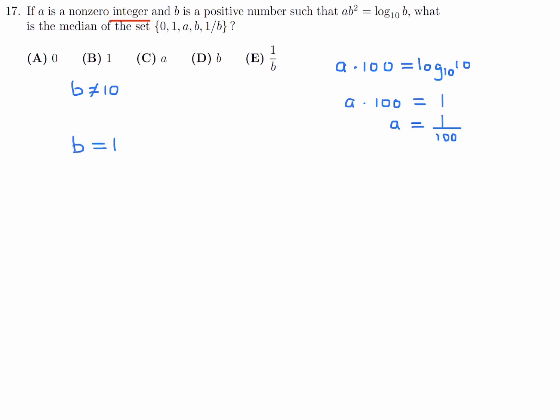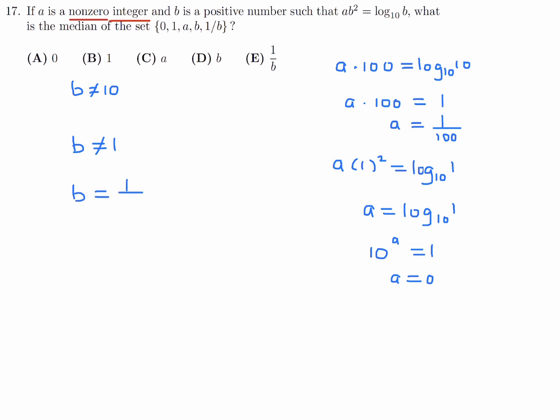No problem. Let's try B equals 1. See what happens. That would make my equation A times 1 squared is equal to the log of 1 to the base 10. So that means A is equal to the log of 1 to the base 10. So 10 to the power of A is equal to 1. That means A is 0. But again, that's a problem because A is non-zero. So B can't be 1. All right, no problem. Let's keep going here. Keep going in the other direction.